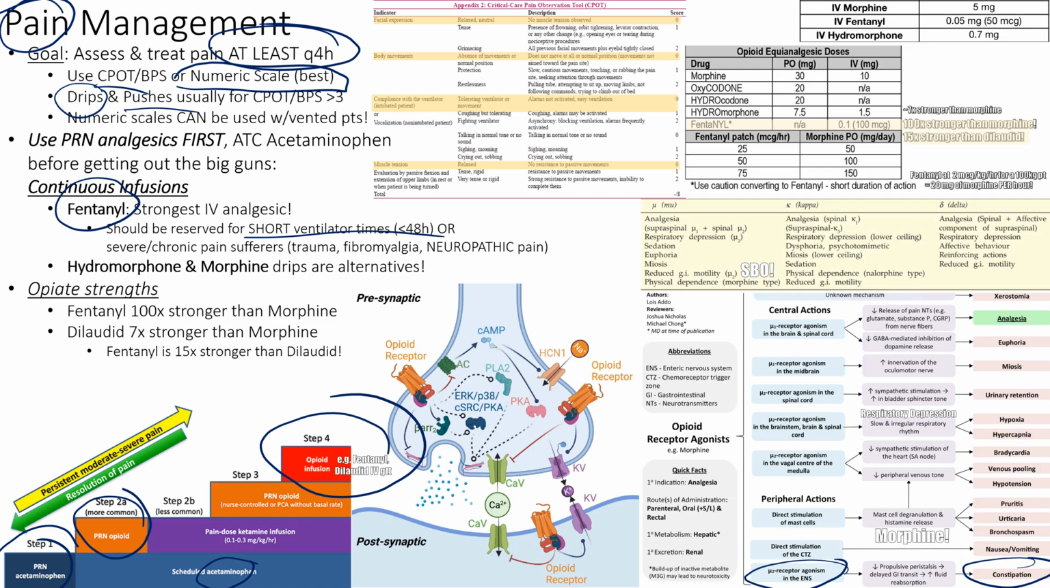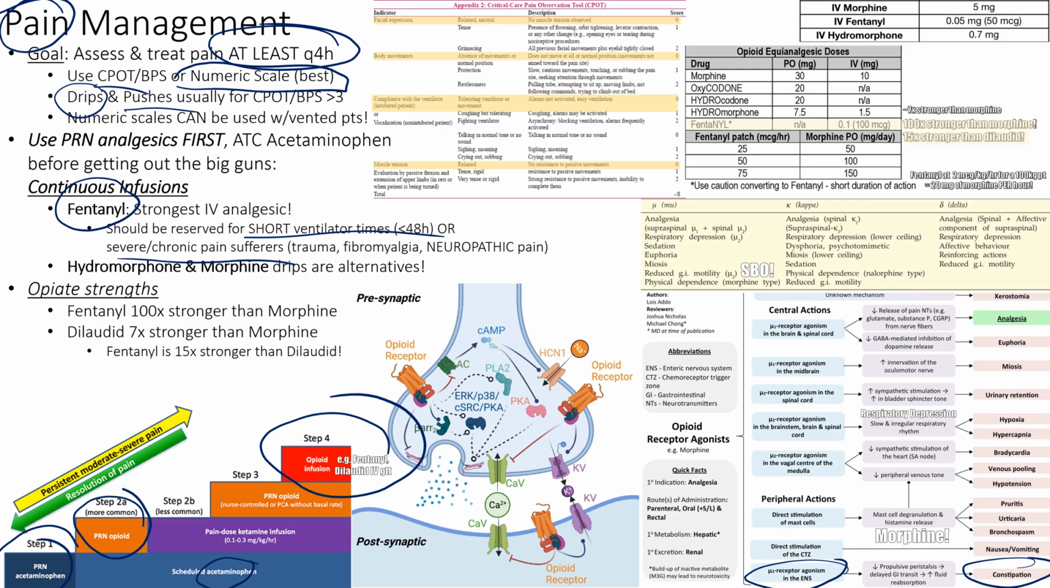So we should be reserving fentanyl for those that have just a short ventilator time, or they have severe chronic pain, right? Like an 87-year-old grandma, you don't want us to go and say, oh, I'm giving you IV fentanyl. It's like, maybe that might be too much for grandma, unless grandma also has rheumatoid arthritis and chronic back pain and all the other things. And yes, then starting a little higher on a stepwise ladder might be beneficial. Okay, so Dilaudid and morphine drips are alternatives. You don't have to start at fentanyl, right?